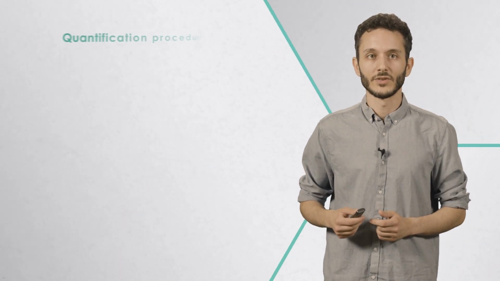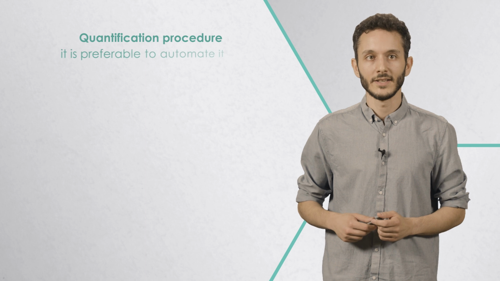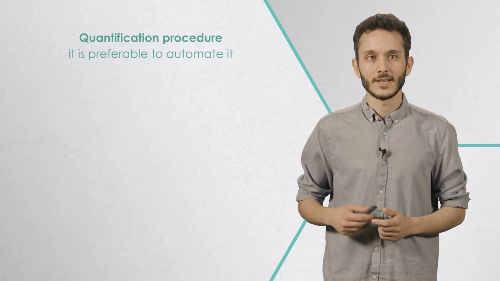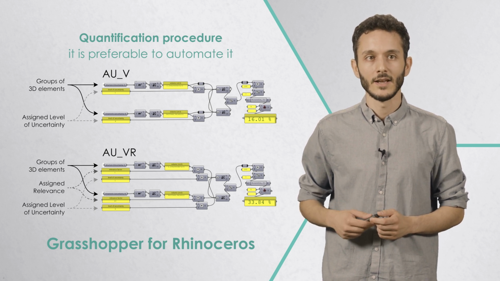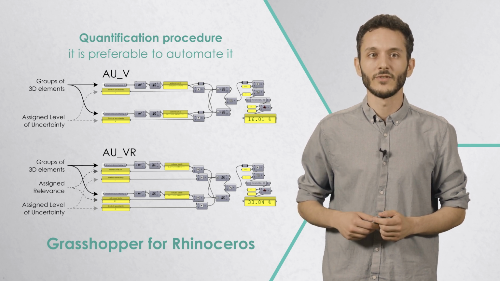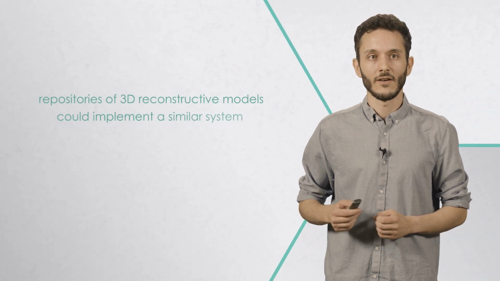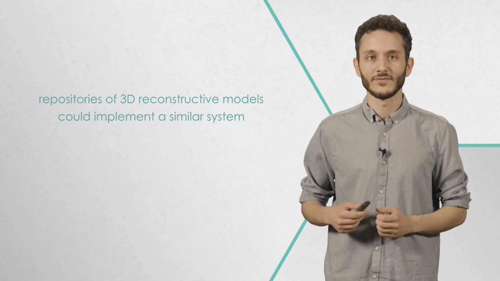The quantification procedure using the proposed formulas can be performed manually, but due to the large amount of numerical data required to avoid errors, it is preferable to automate it. A suitable tool for this activity is Grasshopper for Rhinoceros, which enables assigning specific levels of uncertainty to groups of objects, allows reading the volumes of the various parts automatically, and uses this data as input for the formula. Furthermore, in the future, repositories of 3D reconstructive models could implement a similar system to automatically return these values when uploading the model and its uncertainty analysis.